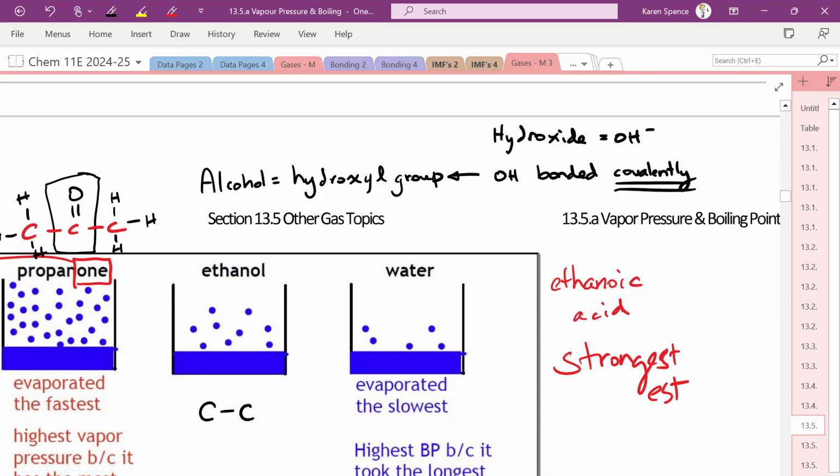So in our ethanol, we would have to have a hydroxyl group, an O and an H, bonded covalently to the rest of the molecule. And what do we fill up the rest of the carbons with? H. Okay.